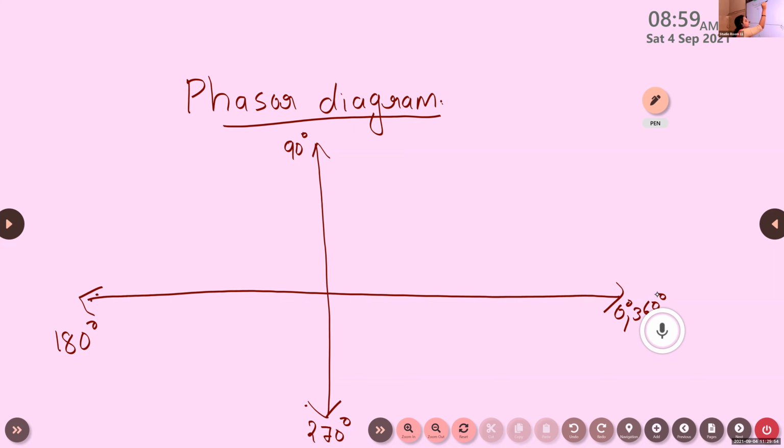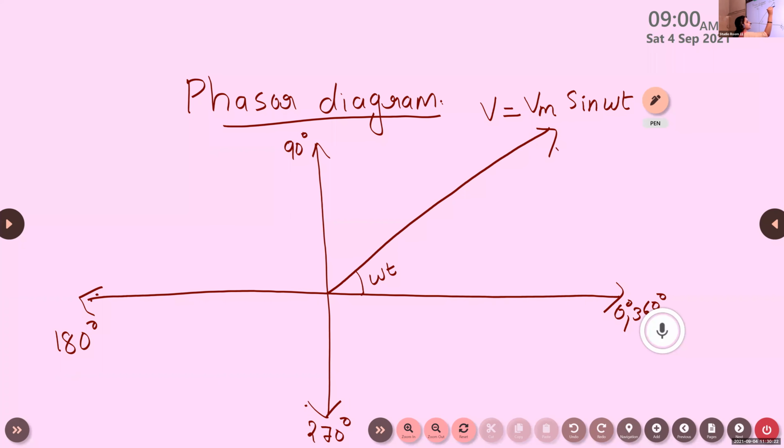And we know that in the case of EMF, the value of V is equal to Vm sin omega t. The phase angle is omega t. That is, the phase angle is shifted by an angle of omega t from the origin. This is for EMF, V is equal to Vm sin omega t.